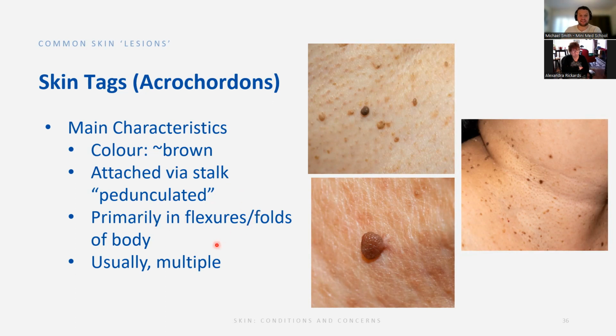They occur primarily in the flexures and folds of the body. So as you can see here, they're located more near the neck in that person. And there's usually a few of them all in a cluster. So you could find one of these on its own, but oftentimes they do present as quite a few. Similar to seborrheic keratoses, these are all benign as well. However, they can be frozen or excised as well if they become bothersome.